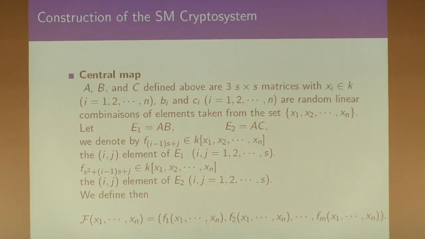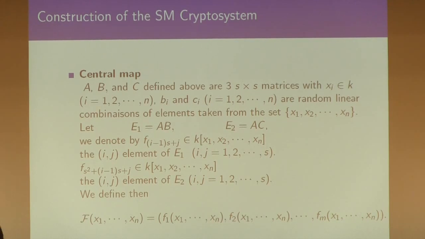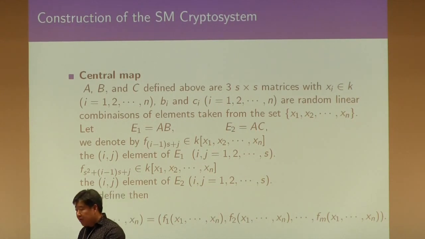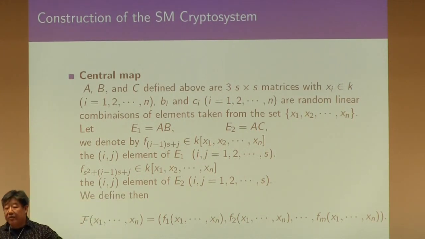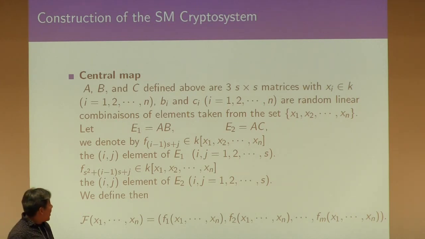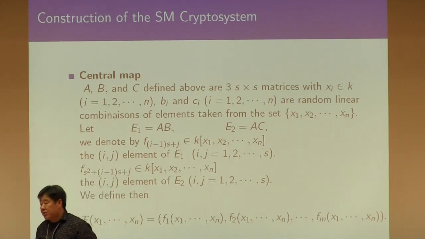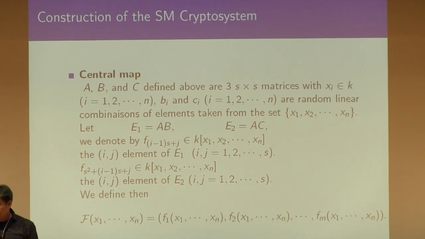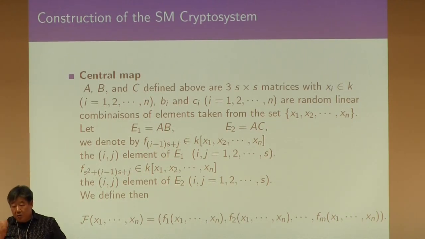Then I compute A times B and A times C. Since A and B both are linear functions of x1 to x s squared, if you multiply them together, what you get are quadratic polynomials of x1 to x s squared. So by doing that, I get E1, E2. Each entry of E1, E2 is a quadratic polynomial, and I line them up and get 2m, which is 2s squared polynomials. And this is my central map. This is the map F.